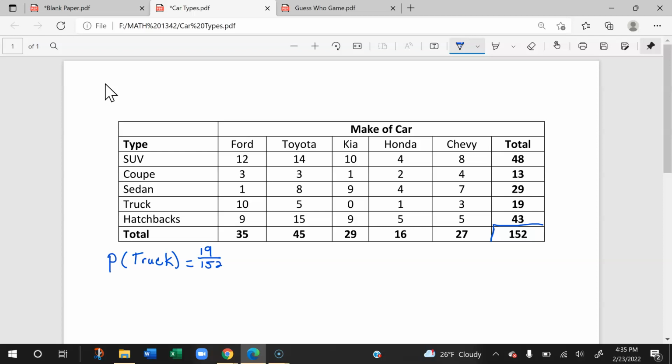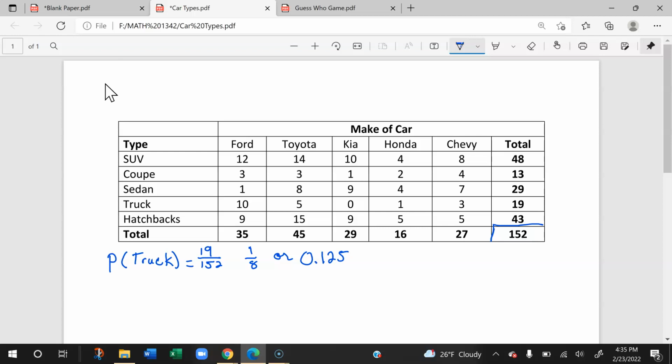And so I can either do that division, or I can also see if that will simplify, which it actually does. It simplifies into 1/8, or you can use it as 0.125. So if I go here 1 out of 8 times, I might get a truck.